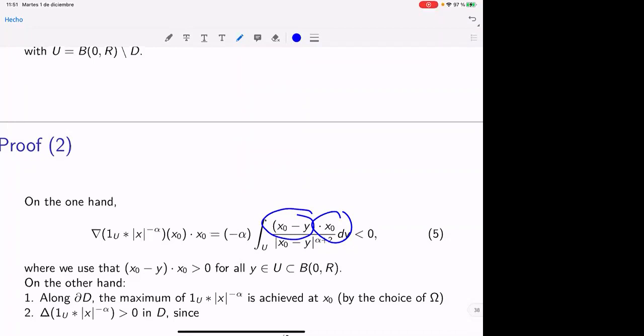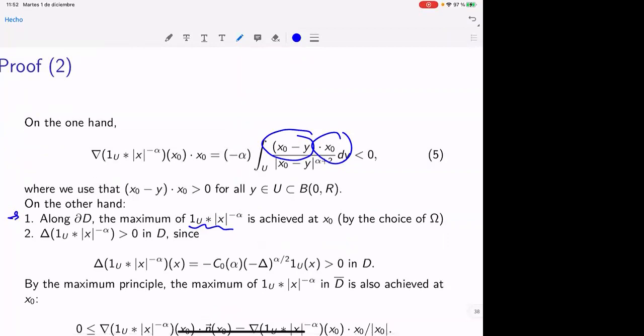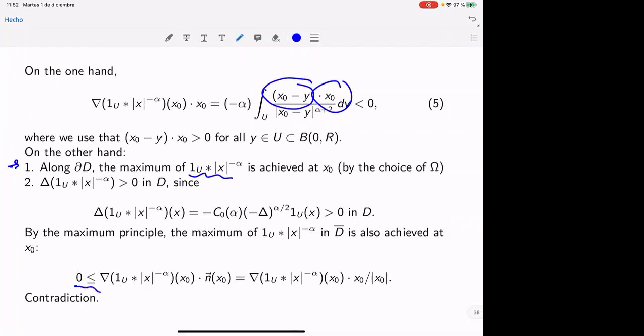A more indirect calculation is the following. As I said before, the maximum of this function is attained on the boundary, at x naught, because we picked omega to be large enough. Now that function as well is subharmonic. So we can apply a maximum principle, and the maximum principle tells us that the maximum is attained at x naught, because we are also using the condition that on the boundary, the maximum is attained at x naught. But now we can use Hopf's lemma, and by Hopf's lemma we essentially get the other sign. So this gives a contradiction, and the contradiction comes from assuming that D is not a disk. So this is how we prove that if omega is big enough, then this cannot happen.